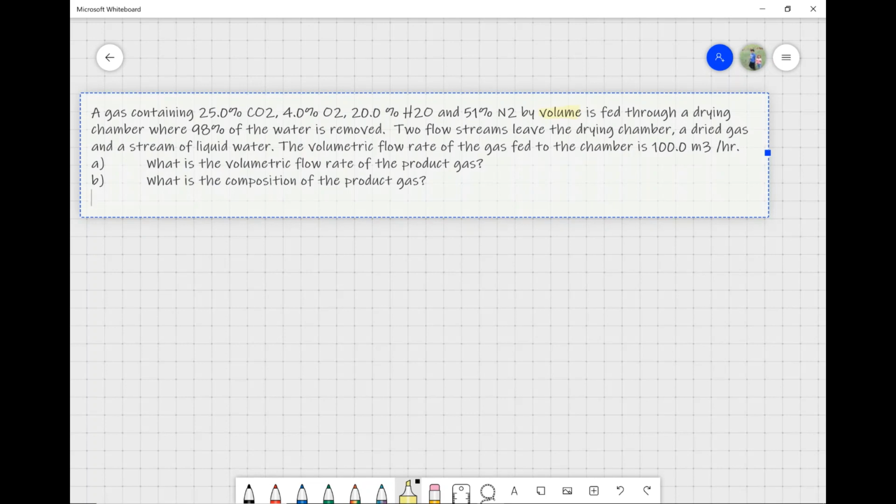It's fed through a drying chamber where 98% of the water is removed. So this is an important part of this problem. And 98% of the water is removed. So again, it's a separation problem. So we say for these non-reactive balance problems, for the majority of the problems, they are separation of some sort. And separation is very important in metals refining, obviously, because we're separating metal we want from ore.